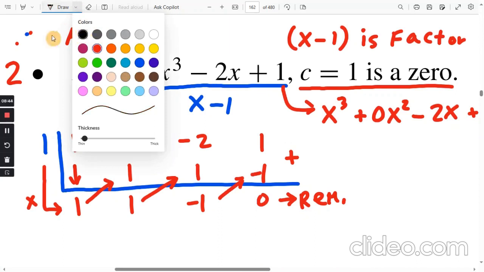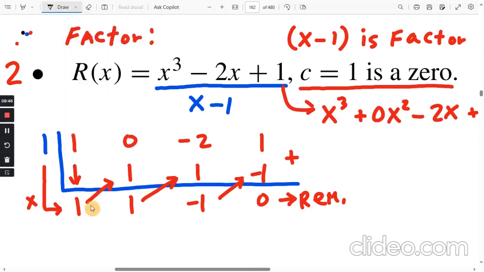And now, this answer here, these are the coefficients, and the greatest exponent on the x is 1 less than what we started with. So since this is x to the third, this is going to be the coefficient on x squared. You can write 1x squared, but you don't need to. This is positive 1x, or just x. This is minus 1 without the x, and the remainder is 0.